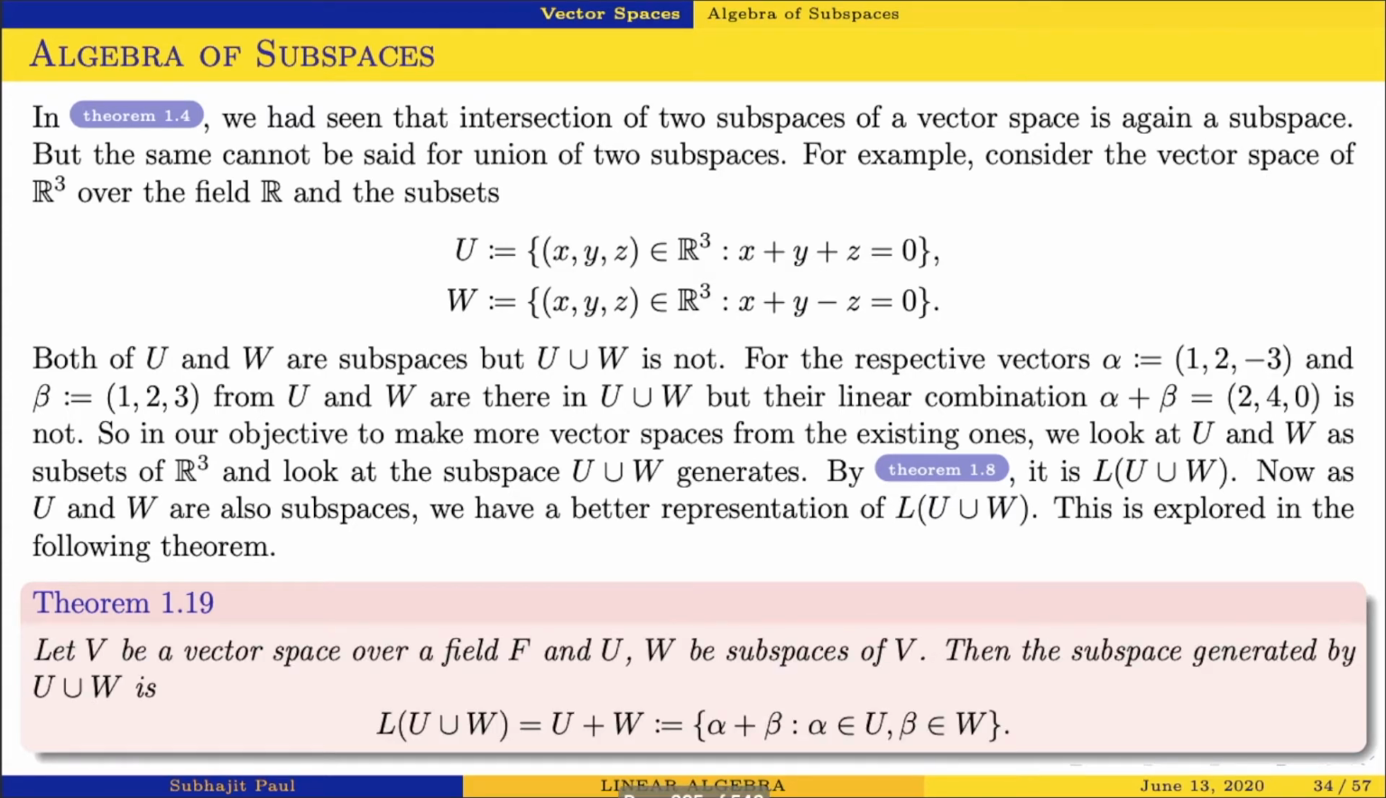It says, let V be a vector space over a field F, and U and W be subspaces of V. Then the subspace generated by U and W, which is obviously the linear span of U union W, is U plus W. And what is that set? That set is the collection of all sums of vectors taking one each from U and W. That is, alpha plus beta, where the vector alpha is coming from U and beta is coming from W, and the collection of all such sums. Fine. Let's see the proof.